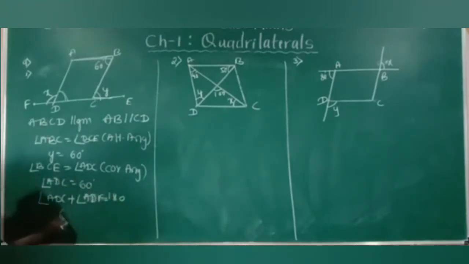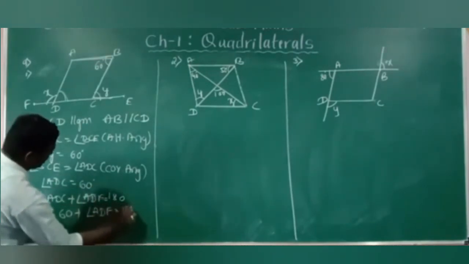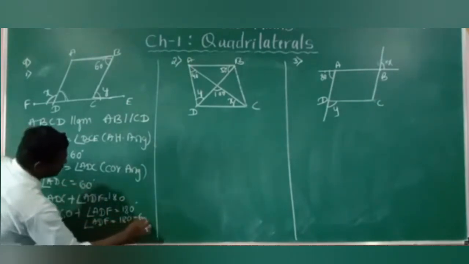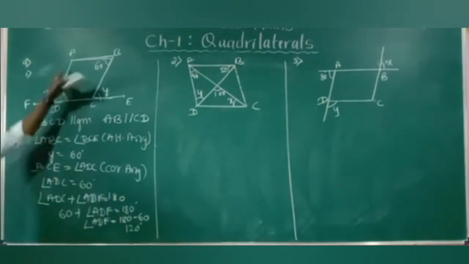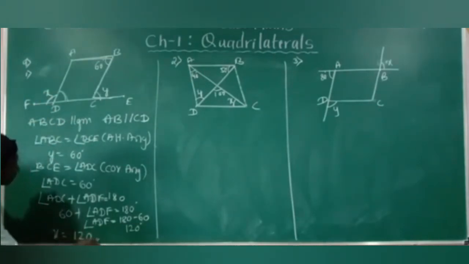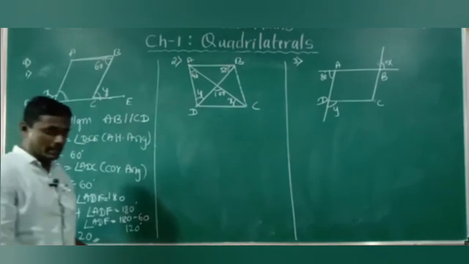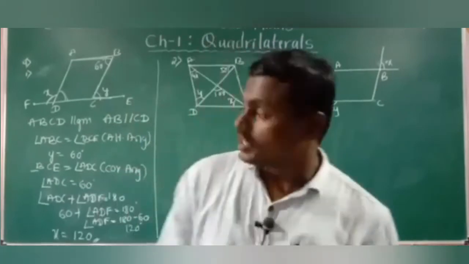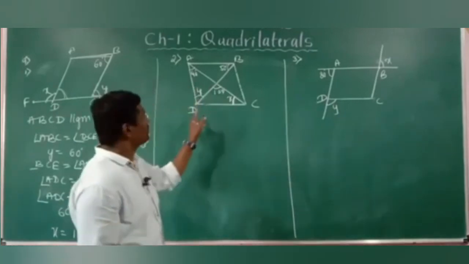Angle ADC is already calculated, that is 60 degrees. Therefore angle ADF is equal to 180 minus 60, which is equal to 120 degrees. So angle ADF is nothing but x. So x is equal to 120 degrees, and y is equal to 60 degrees, right? So these are the two required values, x and y. Let's move to the next question.